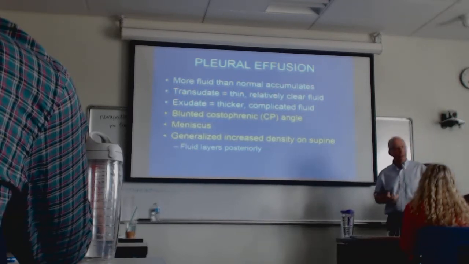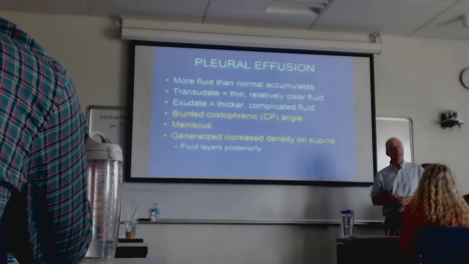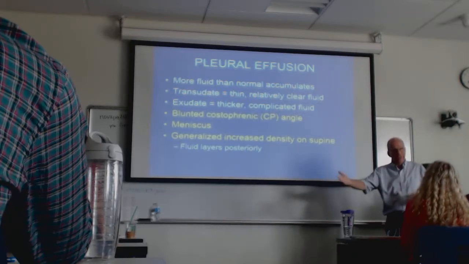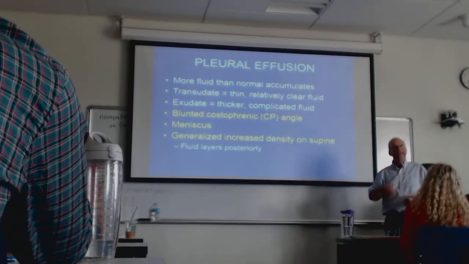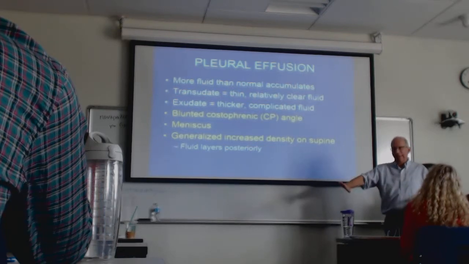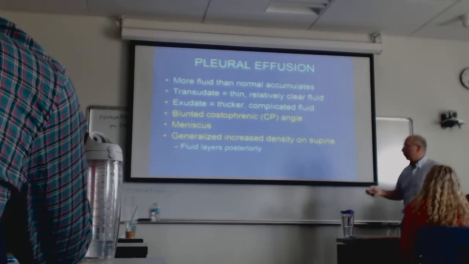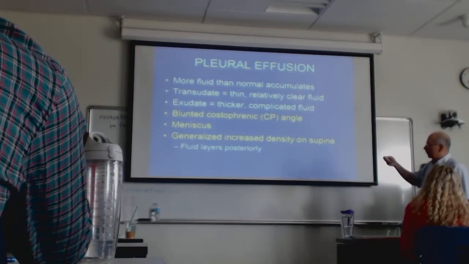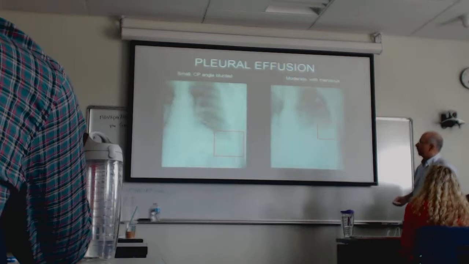If you've got a lot of fluid in the pleural space and you lie down, the fluid runs and lays posteriorly, and all that fluid is going to increase the density of that hemithorax in a uniform fashion. So you'll see that fluid layering posteriorly.